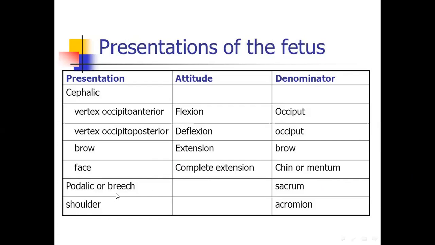We notice in the breech and shoulder, the attitude is not so important because there is no mobility in the presenting part, but in the head, the attitude is very important due to the mobility of the neck.